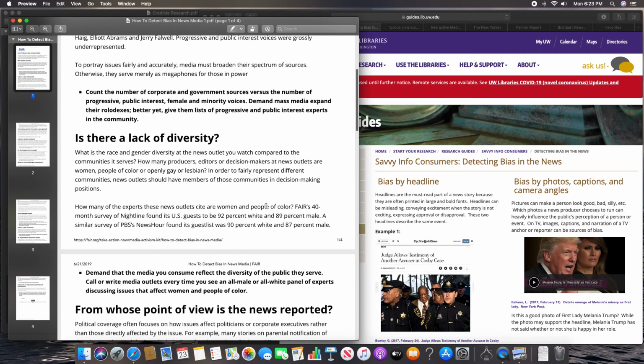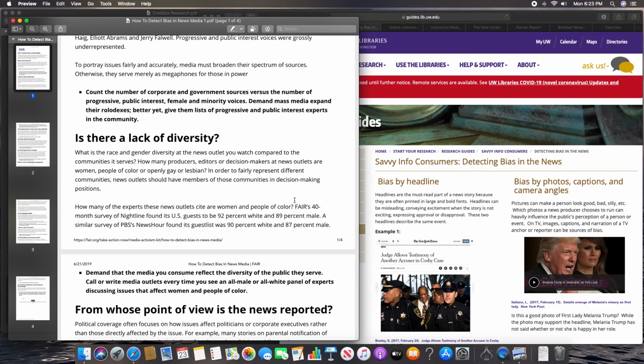You want to look at also who's being represented and who's being left out. Is there a lack of diversity? What is the prominent race? What is the prominent gender that's being held to a standard? Are they speaking to multiple people, or are they just speaking and hearing one particular voice?